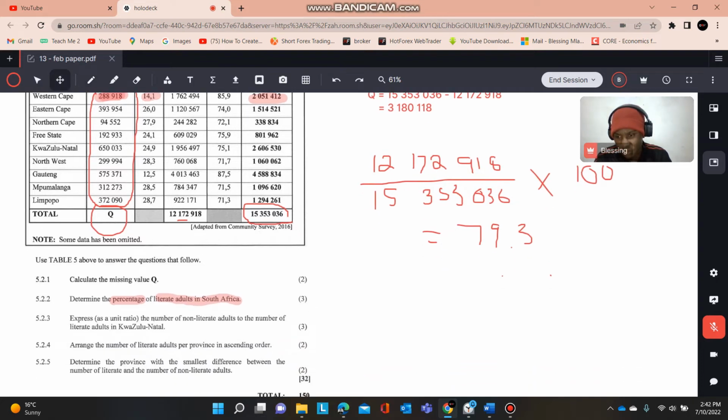So let's go to 5.2.3. They say express as a unit ratio. So what's a unit ratio?